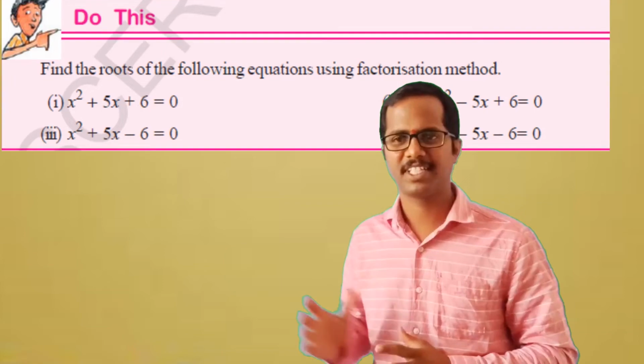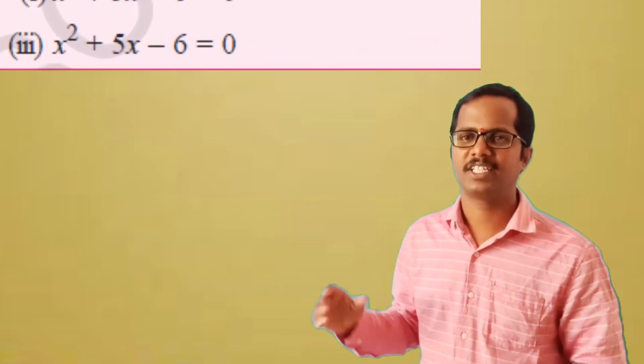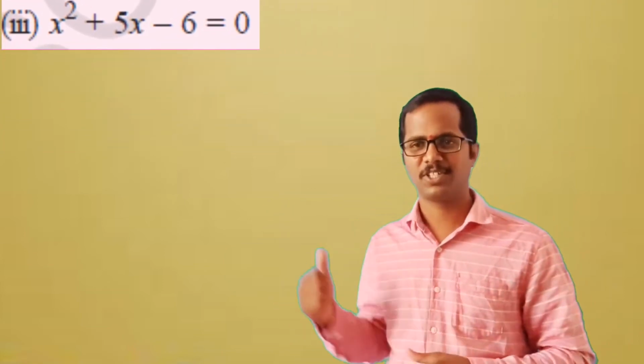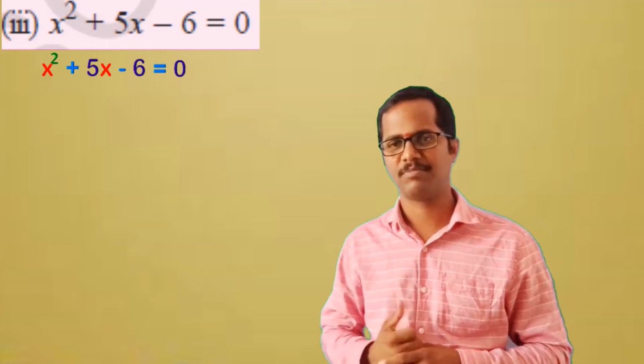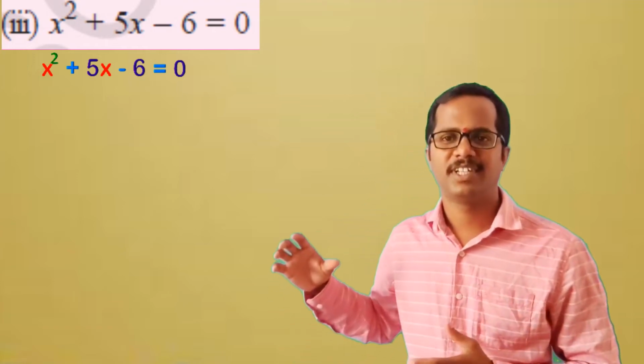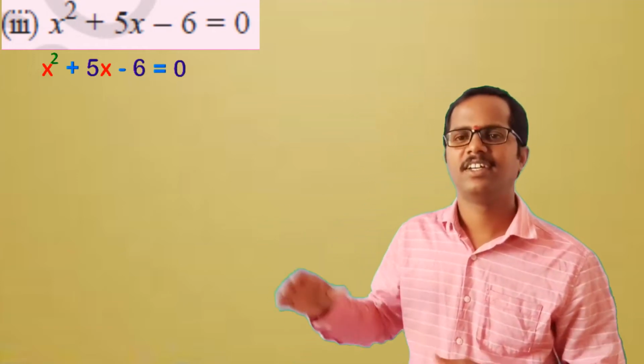Now let us see the third problem. Here the third problem is given as x square plus 5x minus 6 equals 0. Here in this problem the constant term is changed to minus 6 when we compare with the first problem. So let us factorize this. For that we need to split the middle term plus 5x.